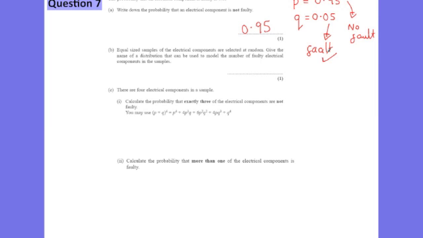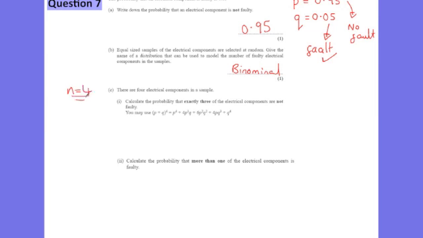And equal size samples of the electrical components are selected at random. Give the name of the distribution that can be used to model the number of faulty electrical components in these samples. Binomial. There are 4 electrical components in a sample. N is equal to 4.